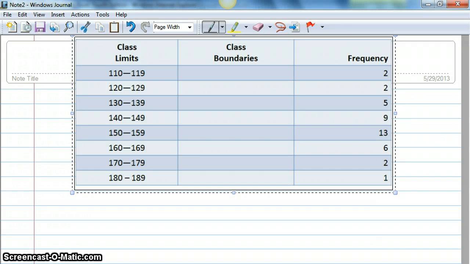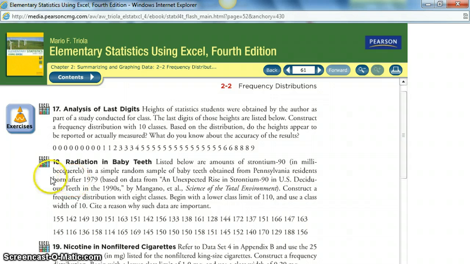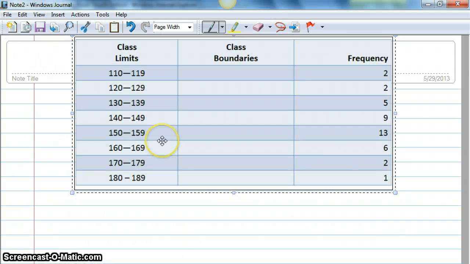The last video involved creating a group frequency distribution where we took this problem from your textbook, which is problem number 18 on page 61 from section 2.2, and we organized the data into this group frequency distribution. That's where we discussed class width, how to use the class width to create these class limits, the lower and upper class limit for each of these classes, as well as tallying the data up to come up with the frequencies for each of these classes.